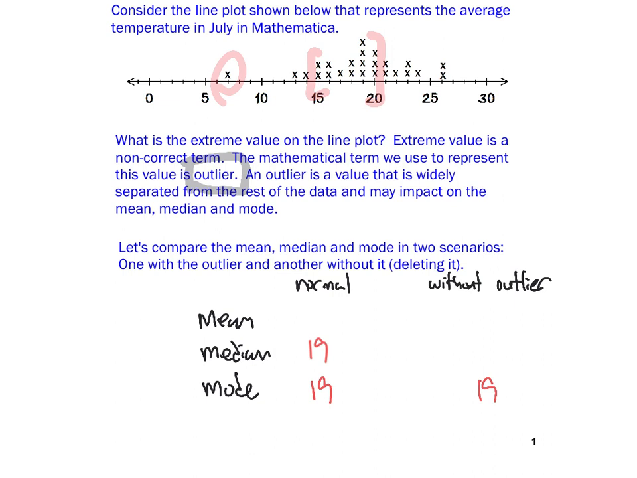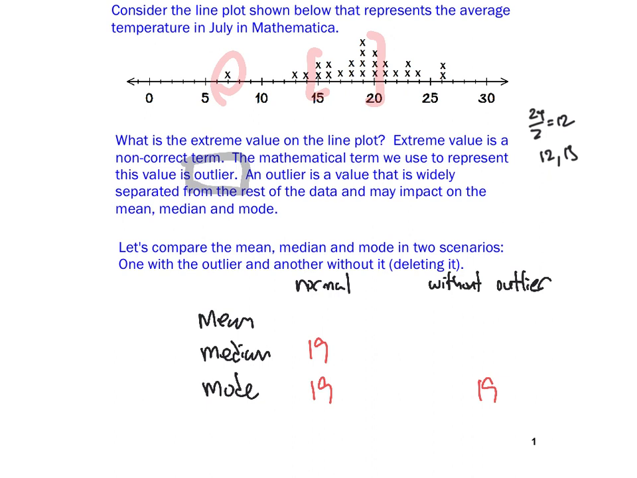Now, if we take away that outlier, there's only 24 pieces of data. If you take 24 and divide it by 2, you get 12. But because there's an even number of data, we have to take the two middle numbers, add them up and divide by 2. So we're going to actually be looking for the 12th and 13th piece of data.